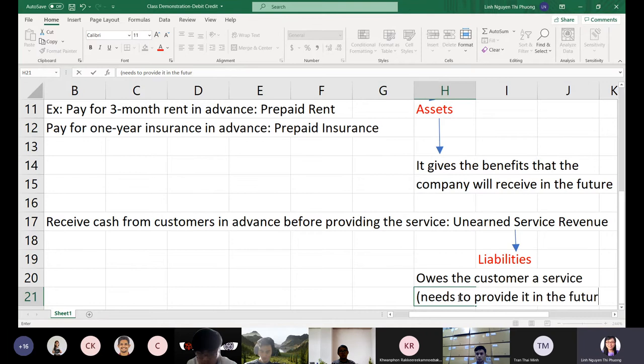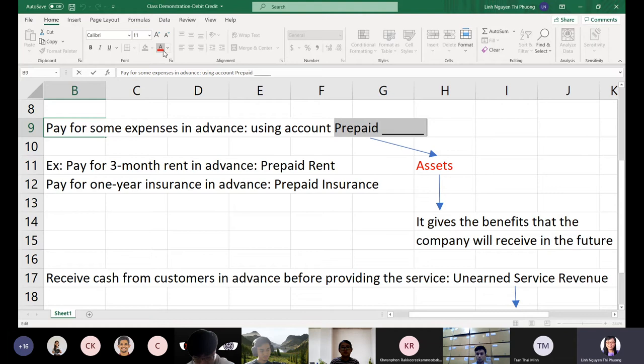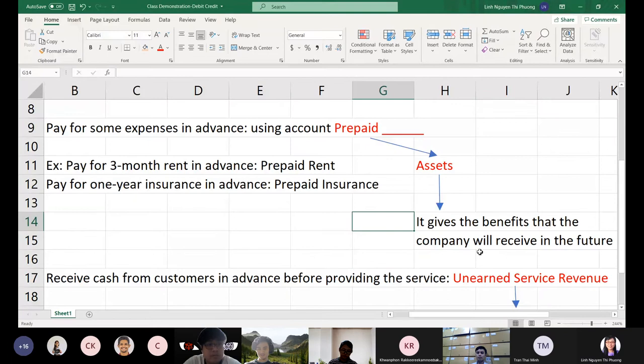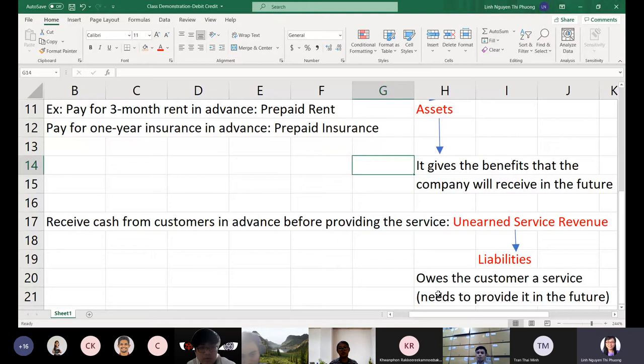Okay, differentiate the two new accounts here. Prepay expense means when we pay for something before we use it. This is an asset. But when we receive cash from the customer before we provide the service, it will be unearned service revenue. Got that? This is a liability. Any question? Okay, let's continue. If you have a question, stop me, yeah?